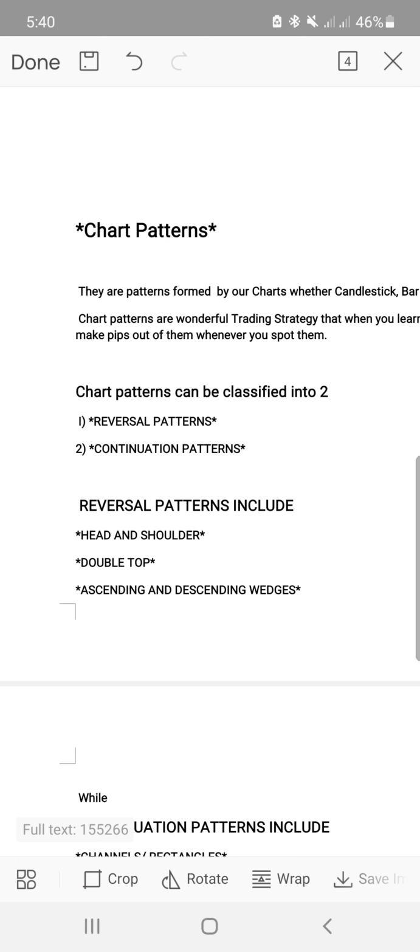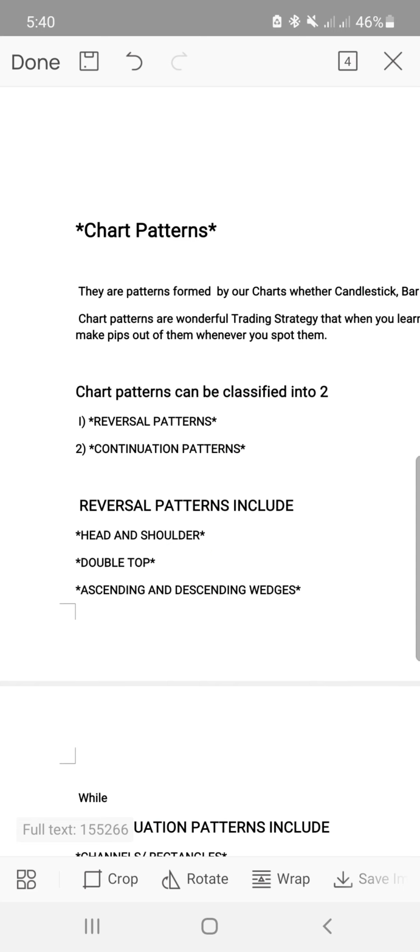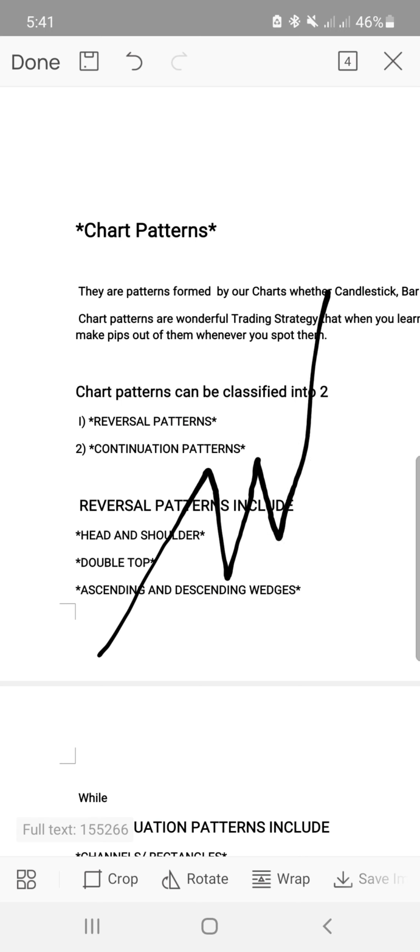When I say reversal, what I mean is, let's say the market is going up, and let's say a pattern of some sort forms, and you notice that the market goes down. Now this thing that happened here is a reversal pattern, right? Then if we talk about continuation, let's say the market is going up, then it forms something like this, right, and goes back, continues going up. That's an example of a continuation pattern. So I'm going to be explaining each of them in full detail, you understand?